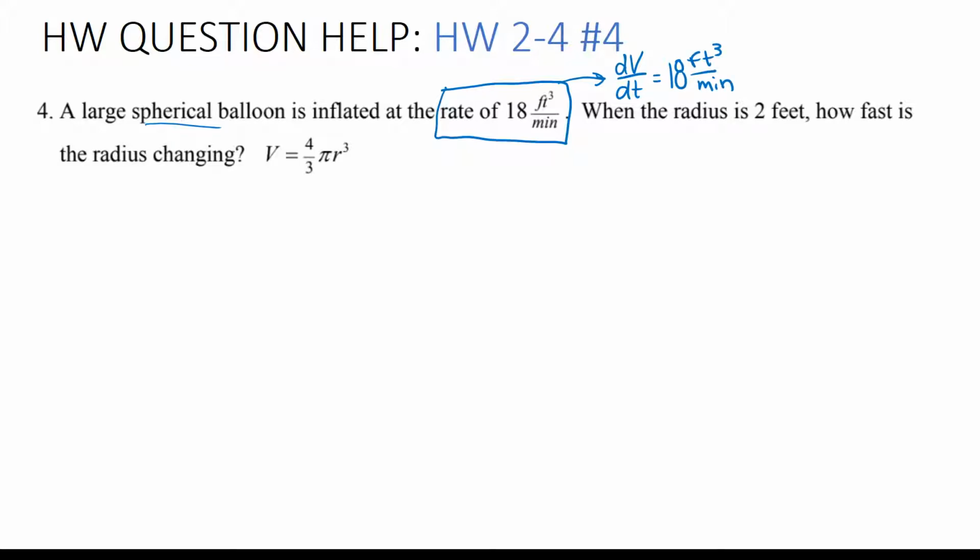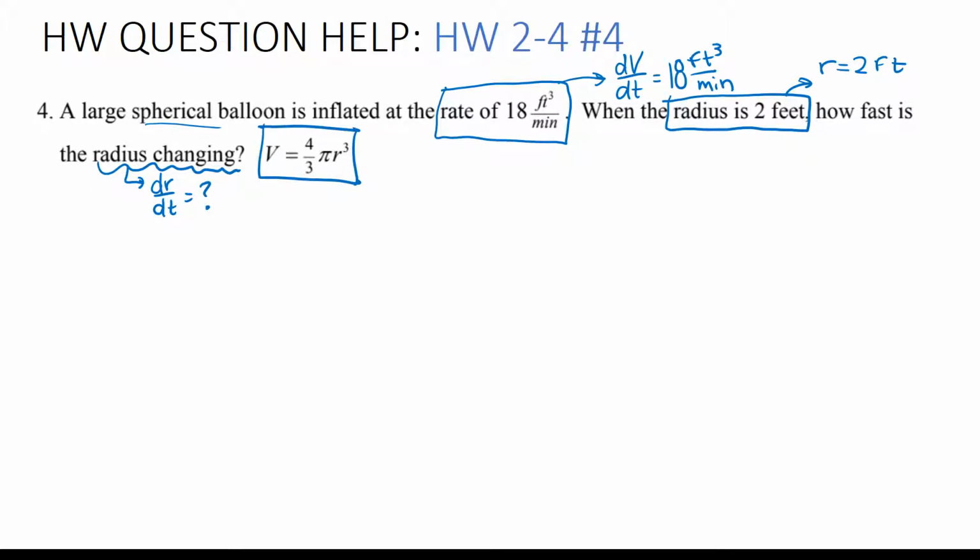We have another given here that when the radius is 2 feet, so when our radius r is 2 feet, we're looking for how fast the radius is changing. Right? That word changing tells us we're looking for a rate. Our dr dt is what we're looking for. That's our end goal. Then they're also nice enough to give us the actual equation for the volume of a sphere.